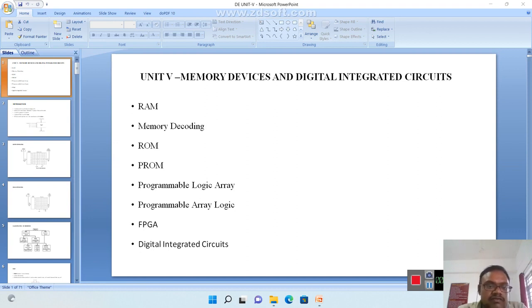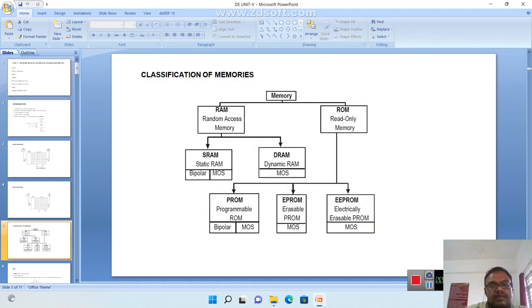Now we are going to discuss the types of memories. What are the types of memories available? You already studied this. So, the classification of memories. First of all, memory is segregated into two types. One is RAM, random access memory. Another one is ROM, read-only memory.